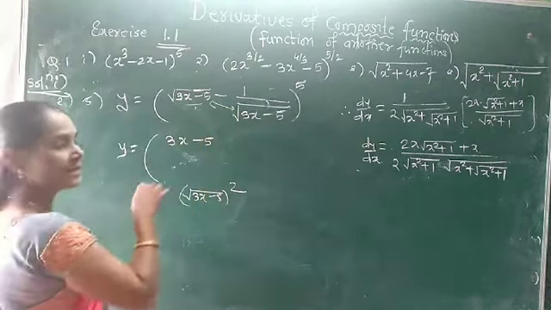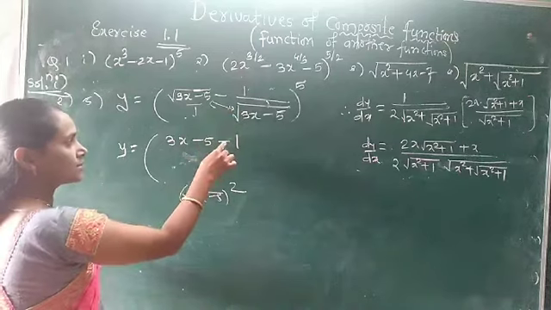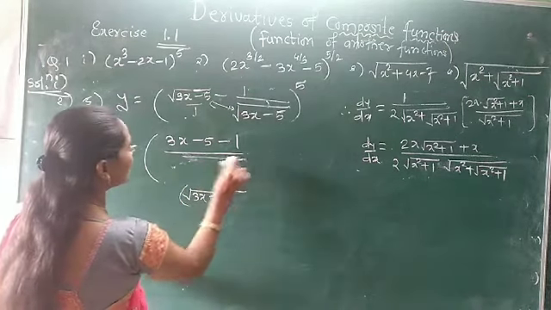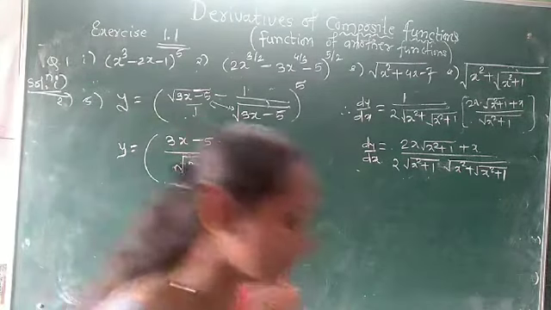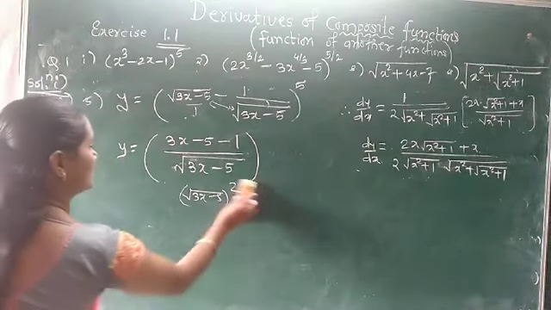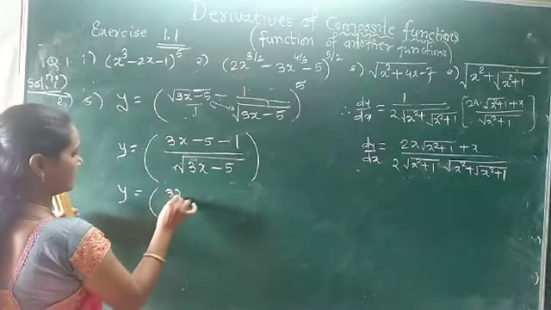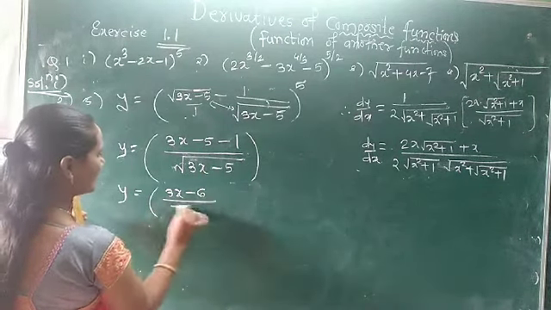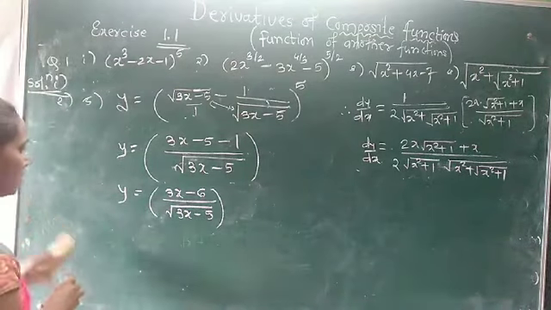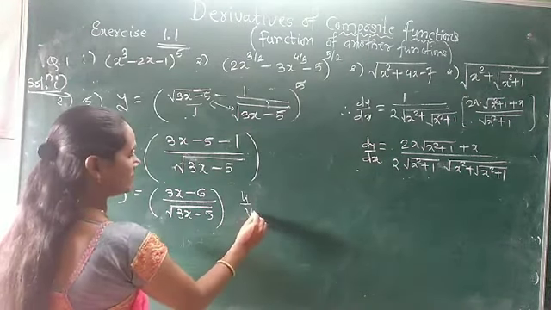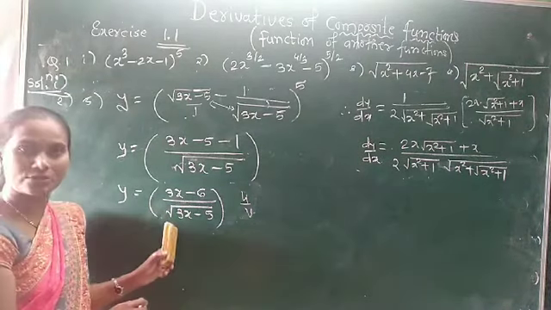Now the denominator is 1 here. So again 1 into 1 becomes 1, and then the middle sign is minus. Now the denominator is 3x minus 5. Now it becomes 3x minus 5 minus 1, so 3x minus 6 divided by root 3x minus 5. Now which is in the form of u upon v. So now here we are going to use the quotient rule.